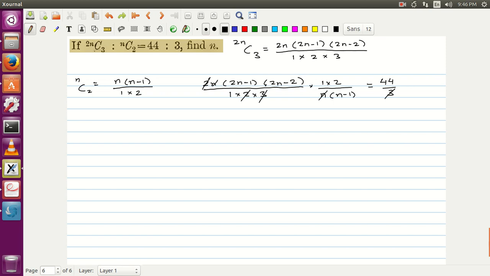So it means that we can cancel this one with this, and you will be left with 2 over here. So now this is 2 times 2, and this is 44. So 4 times 11 is 44, and finally you get 2n minus 1 is equal to 11, and therefore n should be equal to 12 divided by 2, which is going to be 6.